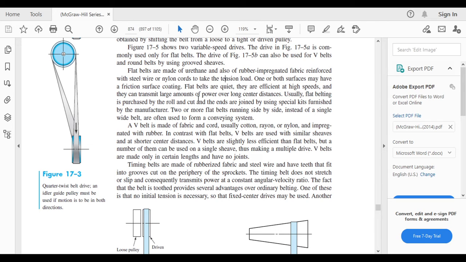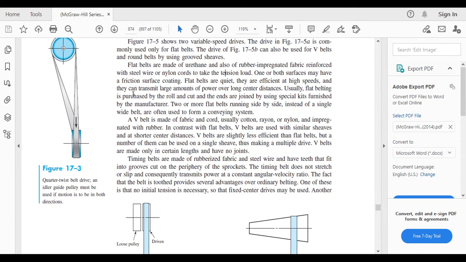One or both surfaces may have a friction surface coating. Of course, with surface coating, you make it stronger. Inside it doesn't matter, but the surface must be strong. The flat belts are quiet, efficient at high speed, and can transmit a large amount of power over long distance. Usually flat belting is purchased by the roll, cut and joined by special kits furnished by the manufacturer. This is flat belting.